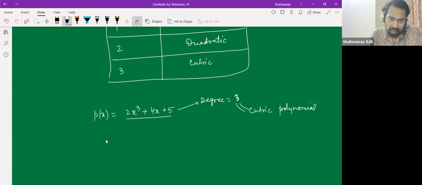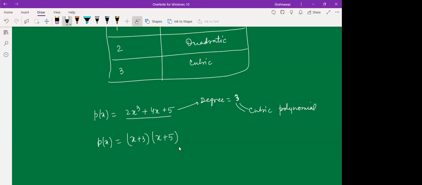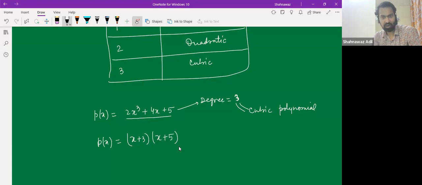right? And let's say I write a polynomial which is (x plus 3) times (x plus 5), right? So can I tell about the degree here? We have to simplify it. We have to multiply. Absolutely. Yeah, absolutely right. So we cannot tell anything about the polynomial before we simplify this. So we have to simplify these two terms, right?